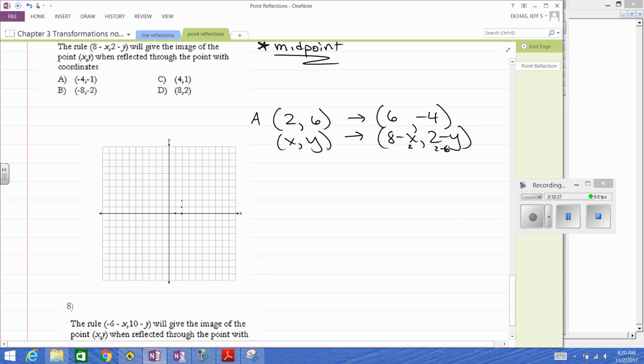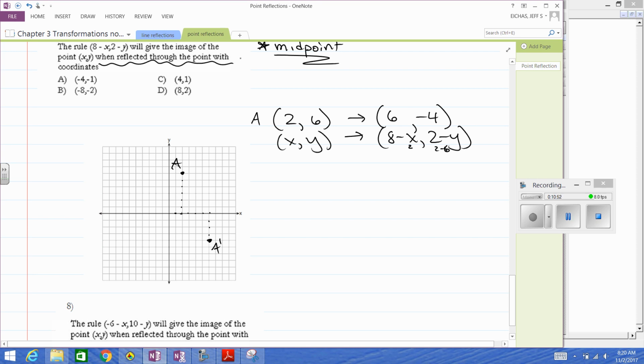1, 2, 1, 2, 3, 4, 5, 6. That's A. And A prime ends up at 1, 2, 3, 4, 5, 6, 2, 3, 4. There's A prime. Now basically, how do you do this?